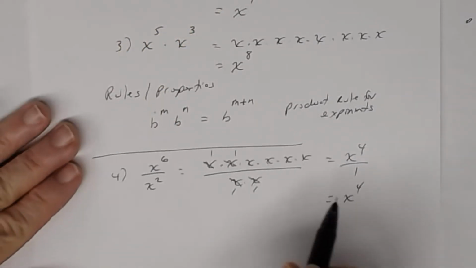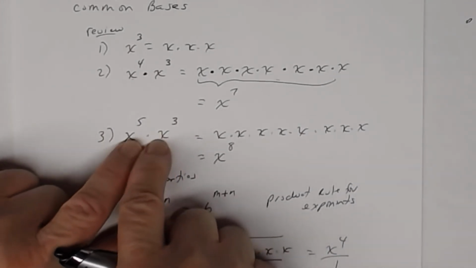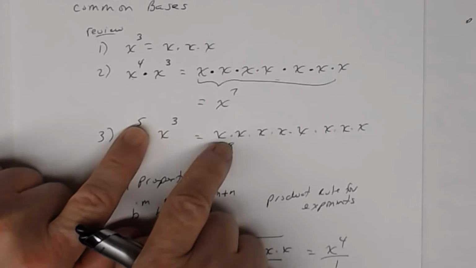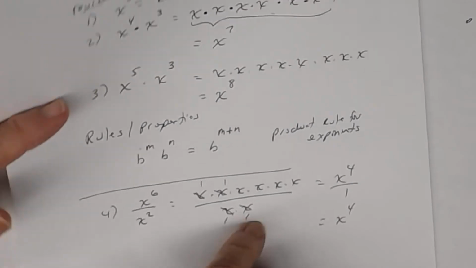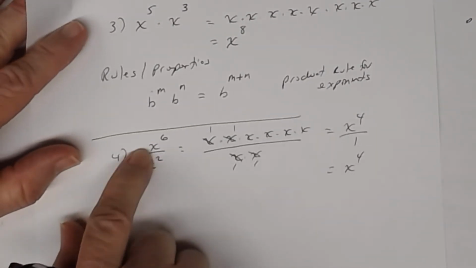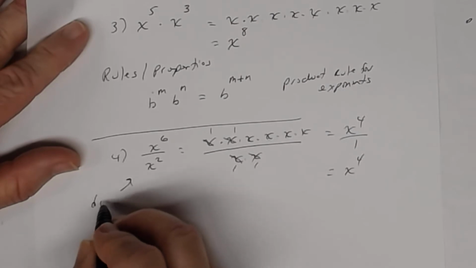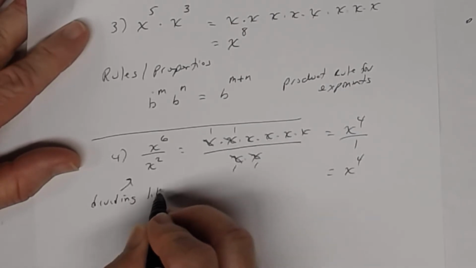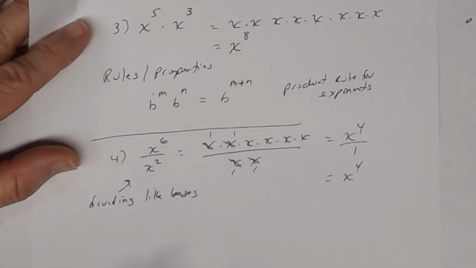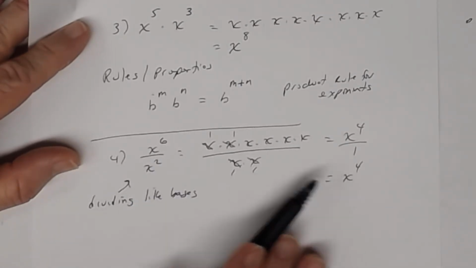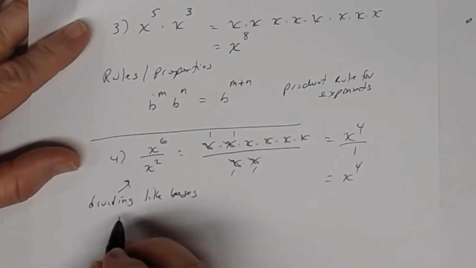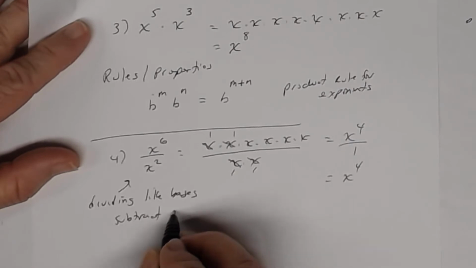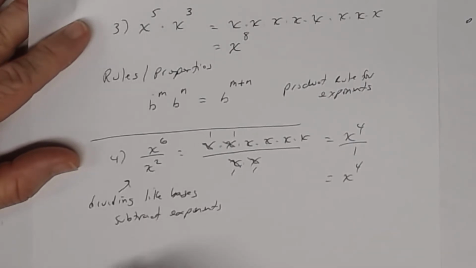Okay, now I want you to think. When I multiplied like bases, what did it do to those exponents? I added them. So x to the fifth times x to the third is x to the eighth. I want you to think about this though. When I divide like bases, what do you think you can do with those exponents? I have a 6 and a 2, and I want a 4. You're going to subtract. So dividing like bases, subtract exponents. Dividing like bases, subtract exponents.